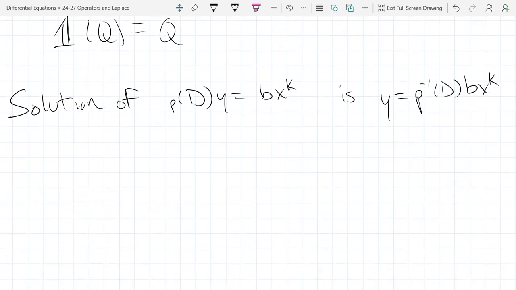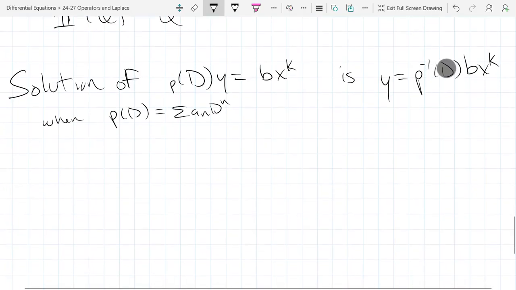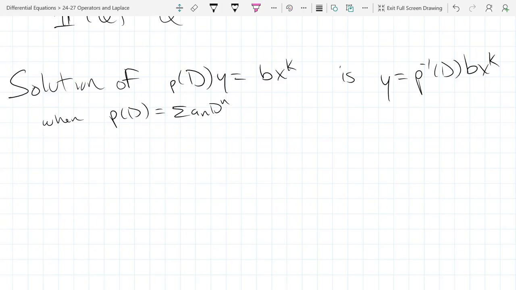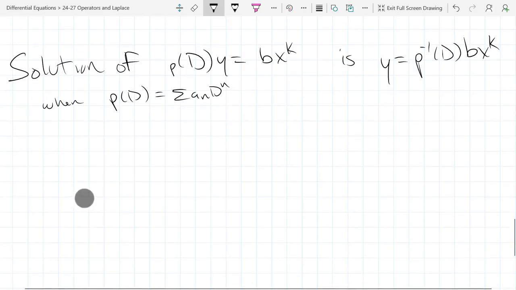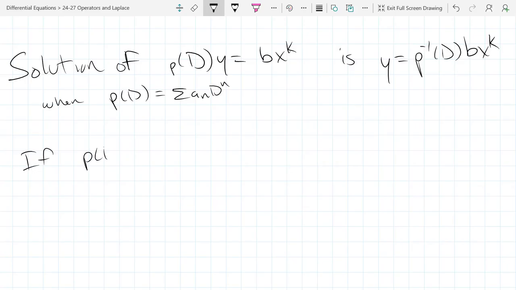Now, how in the world do we compute that thing on the right side? That's a different story. It's easy to write down, but then what in the world do we mean by that thing right there? This is a polynomial operator. So I'm going to use summation notation. Now, let's look at how in the world we start with an operator and get the inverse. That's the tricky part. So how do we do that?